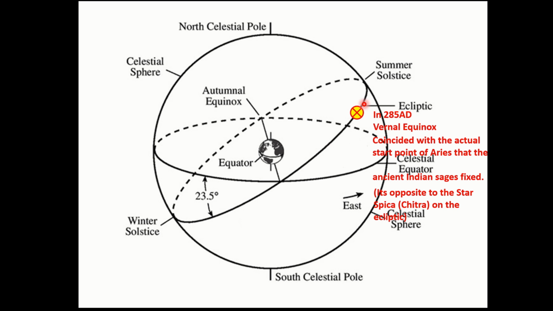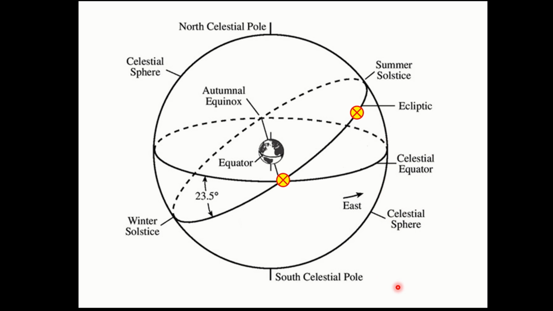And how do they know where is the start point of Aries? It's actually opposite to the star Spica or Chitra on the ecliptic. So you have Chitra somewhere around here, or Spica, and opposite to it is actually the start point of Aries. And the sun's entry into Aries sign, based on the Indian astrology as of now, happens on the 14th of April, which is here. And this is known as the Nirayana or the Sidereal Zodiac.